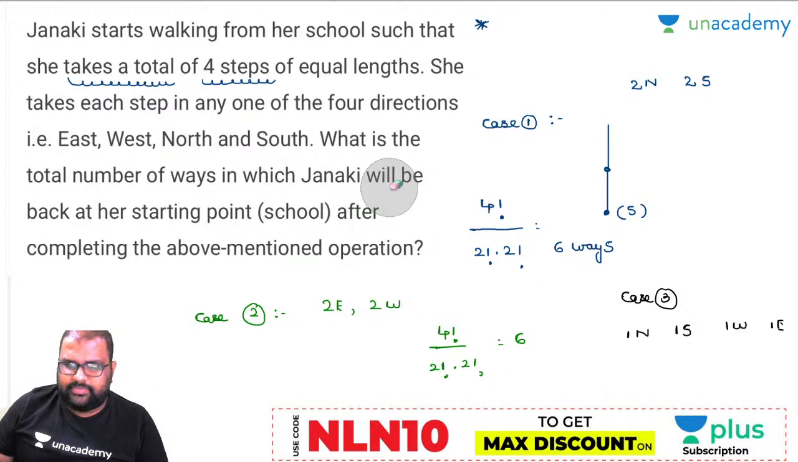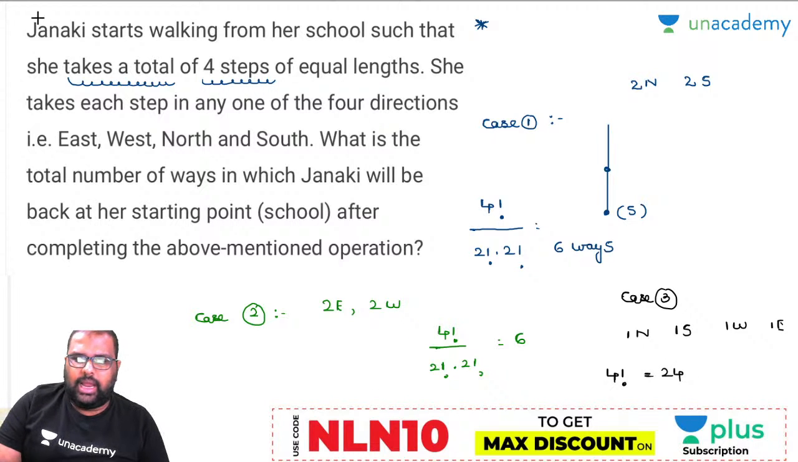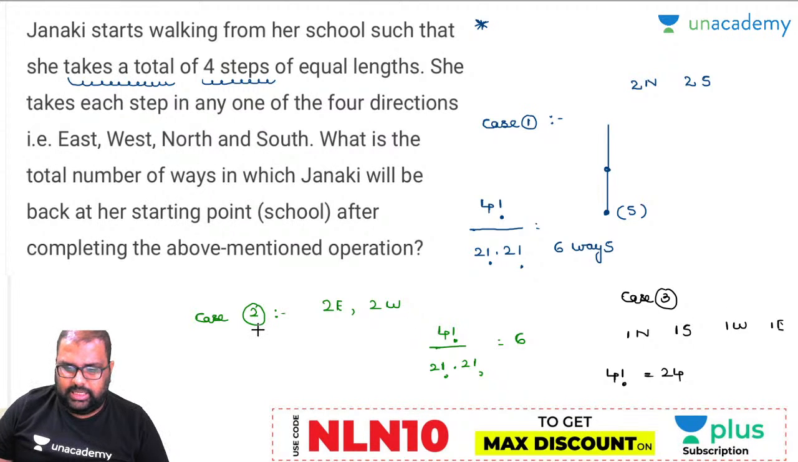So I'm erasing it for your convenience. There are 4 different steps, and these 4 can be arranged in 4 factorial ways, which is nothing but equal to 24. So finally add those 3 cases, that will be your answer. 24 plus 6 is 30. 30 plus 6 is how much? Is it 36? So totally your answer is 36 ways.